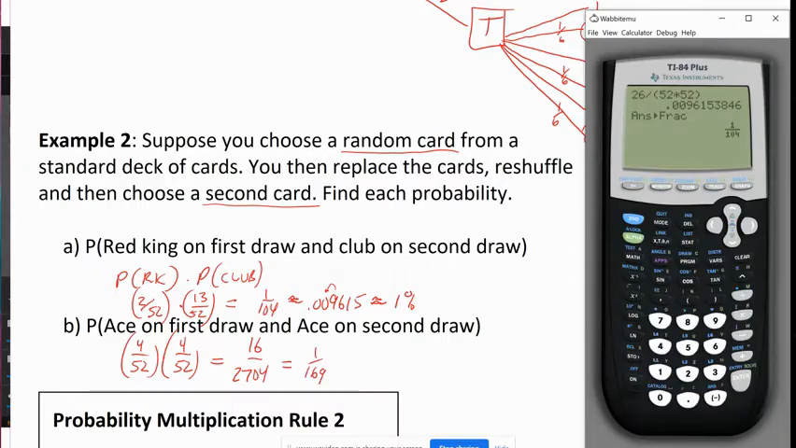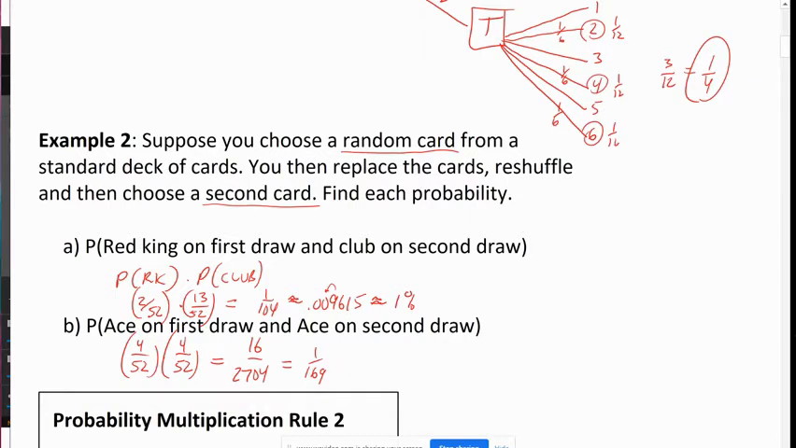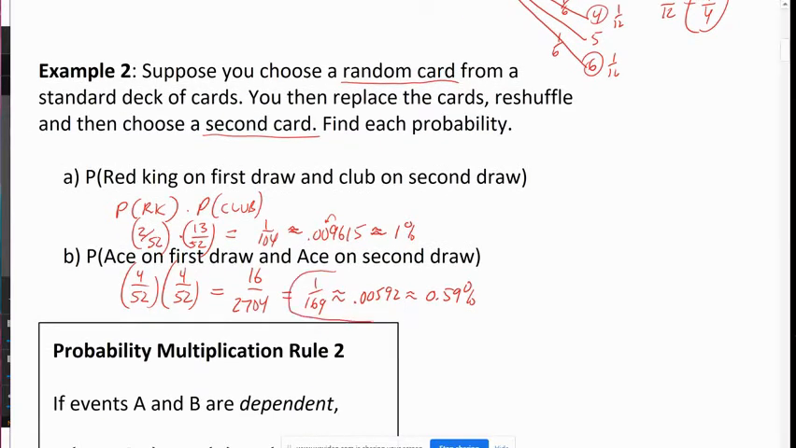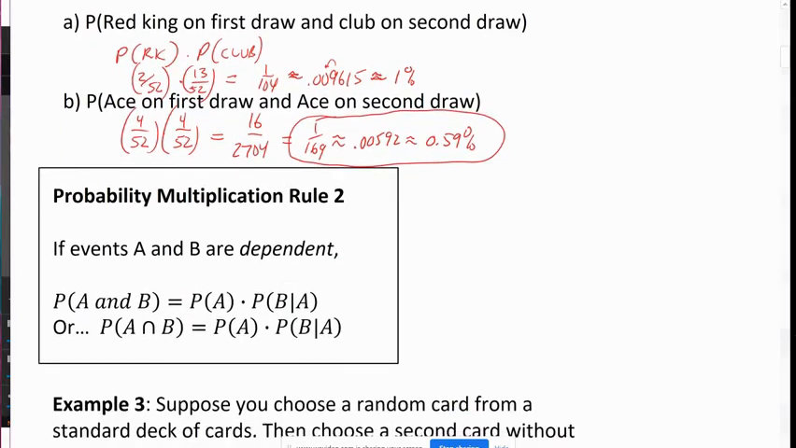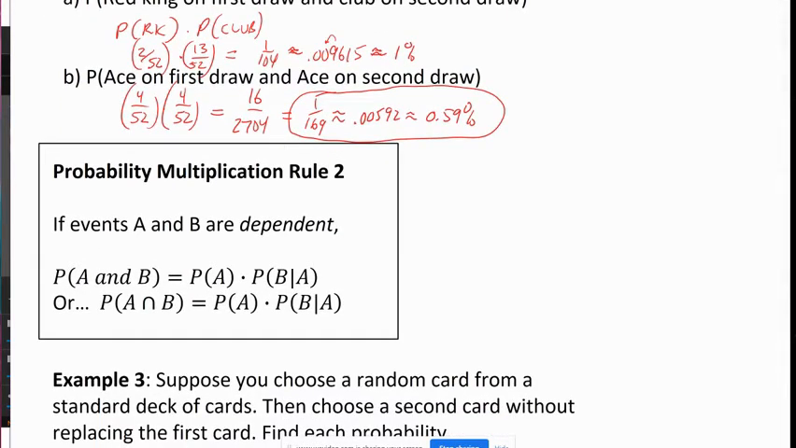And again, I can get that by doing 16 divided by 2704, which gives me the decimal answer. But then if I go math, enter, enter, it changes it to the fraction 1 over 169. So we can say it's exactly 1 over 169. That is approximately 0.00592. So we'll call that 0.59%. It's always good to write your probabilities as a fraction, as a decimal, and as a percent, so I have all 3 here. And then we'll move on to our second multiplication rule.